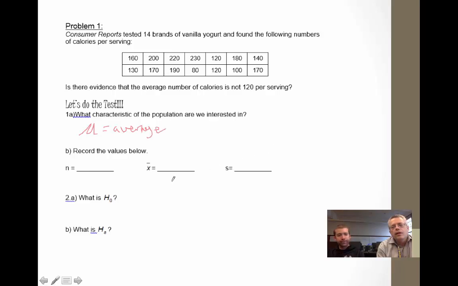Usually we won't tell you this, but here are some things we're going to need to know to do the hypothesis test. There are 14 data items, so n is the number of data items. X bar is the sample average, which we kind of have to roll through.